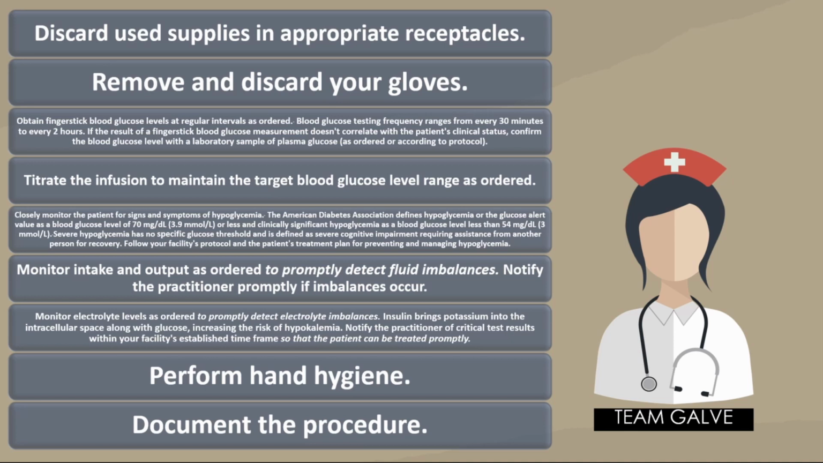Kapag masyadong mababa ang potassium, ano bang normal potassium mo? Serum potassium, 3.5 to 5.5. Kapag mas mababa doon sa 3.5, expect ka na ng correction. Okay? Perform hand hygiene. Document the procedure. Tapos na po tayo sa implementation.